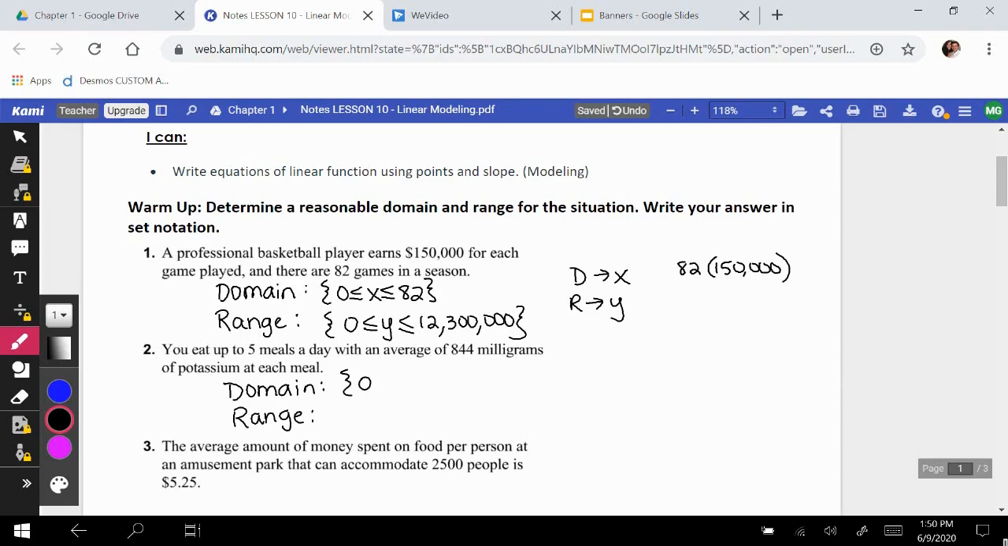Okay, so what's the lowest amount of meals you can eat in a day? You could technically eat no meals. And what's the most we're going to see? It says we're going to eat up to 5 meals. Okay, what about the range? It says that you have an average of 844 milligrams of potassium at each meal. So if you eat no meals, how much potassium are you taking in? 0. What's the most amount of potassium we could eat per day? If we have 5 meals, and at each meal you eat 844 milligrams of potassium, what is the total amount? Well, if I multiply those together, we get 4,220.